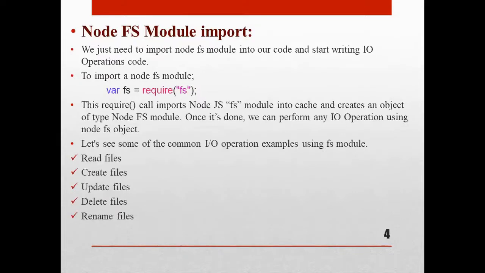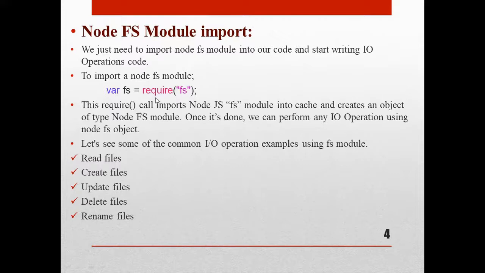Here, Node.js fs module import. How to import that fs module? We just need to import the fs module into our code and start with the IO operation code. Take one variable, fs, equals to the require function, and inside the brackets write in double quotes fs. This is the core module of Node.js. That is how, using the require function, we can import this fs module.